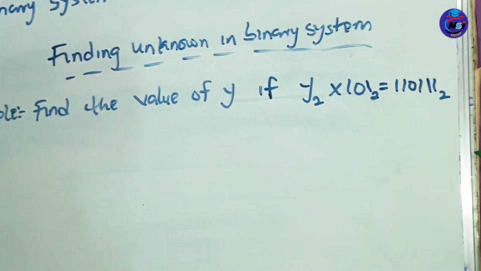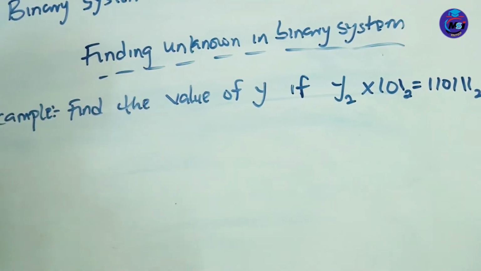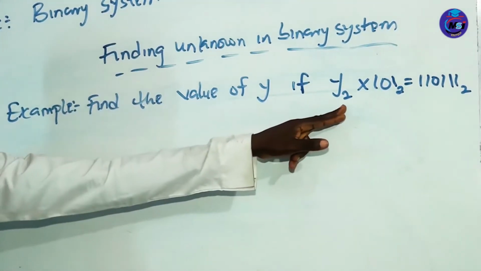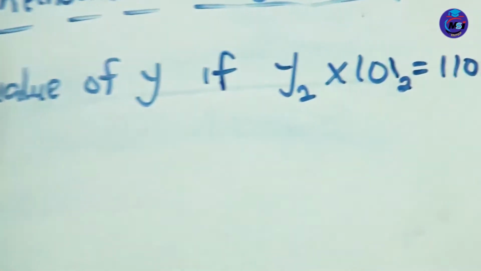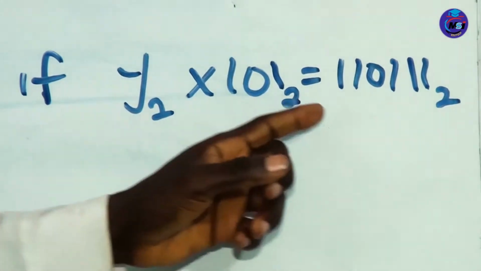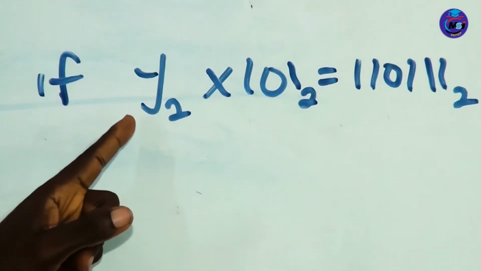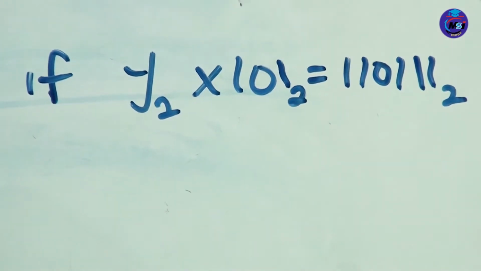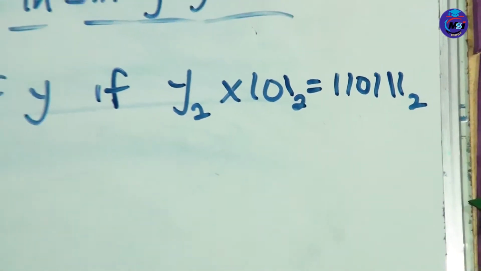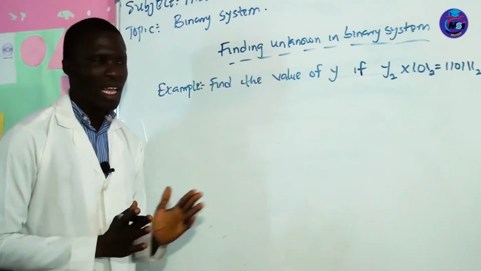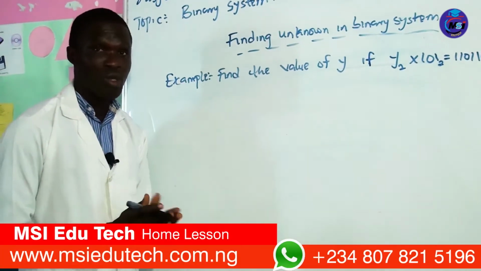Finding unknown in binary system. Example: find the value of y if y base 2 times 101 base 2 equals 110111 base 2. We don't know the value of this y, so that is what we are looking at. Now, let's solve this together. Remember, you have to be patient and follow me, and let's do it together.